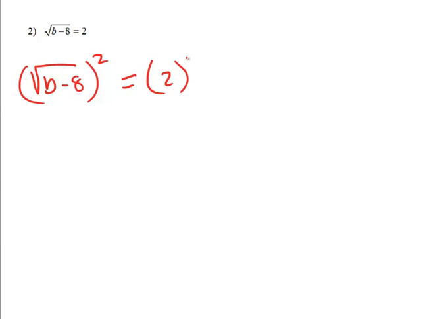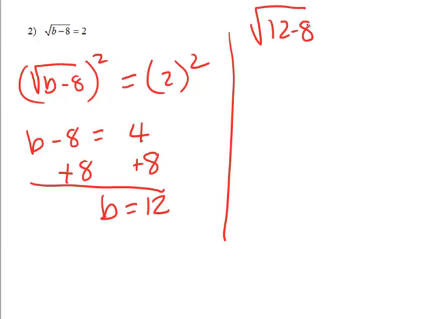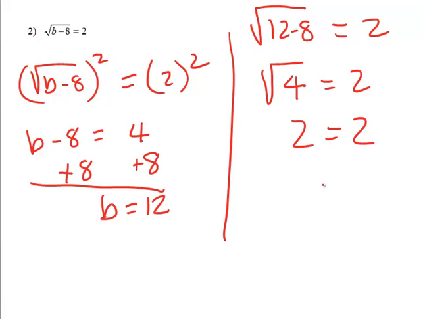So here, now we have an expression as a radicand. Let's see what happens. The square root of b minus 8, if I square that, does it equal 2 squared? So b minus 8 equals 4. Add 8 on both sides to isolate the variable. b equals 12. And now let's check it. Is it true that the square root of 12 minus 8 equals 2? The square root of 4 equals 2. 2 equals 2. So there were no extraneous solutions, so you're good with that.